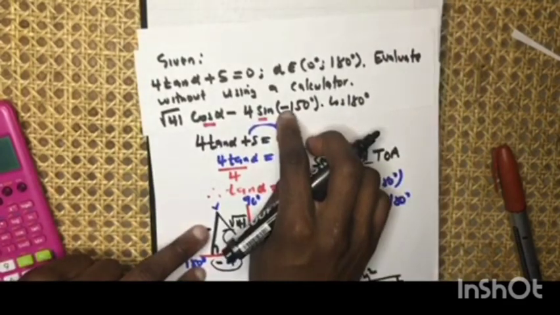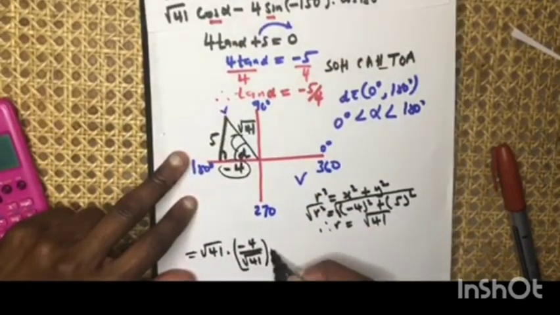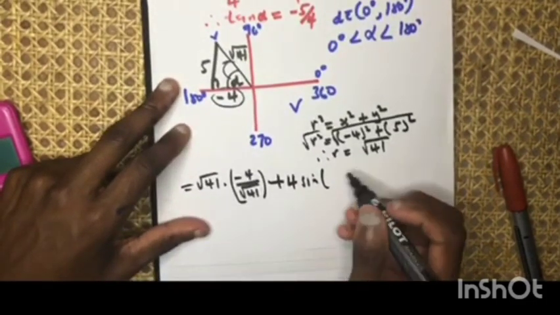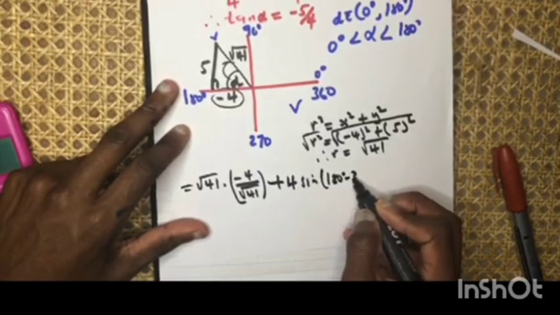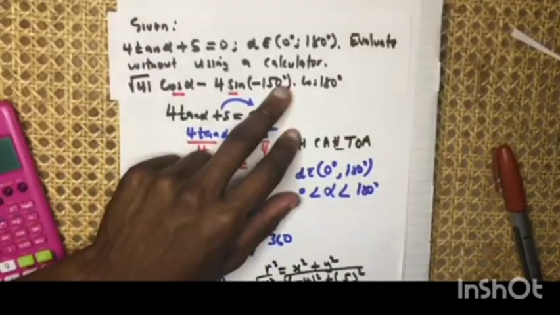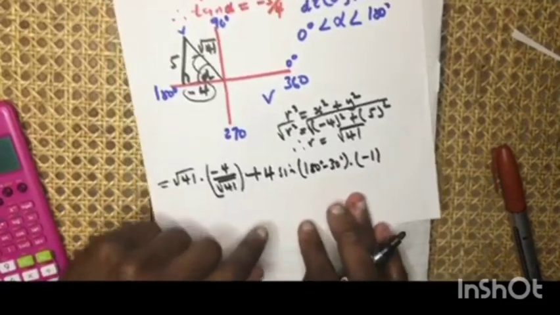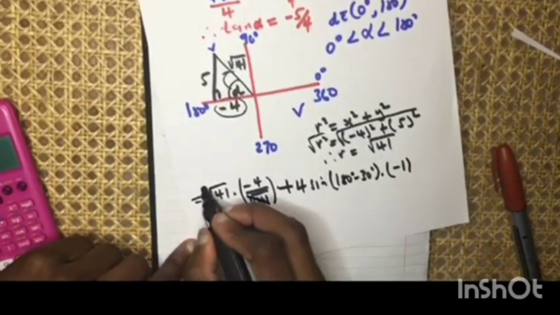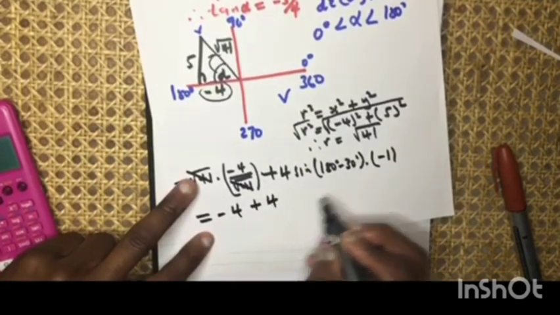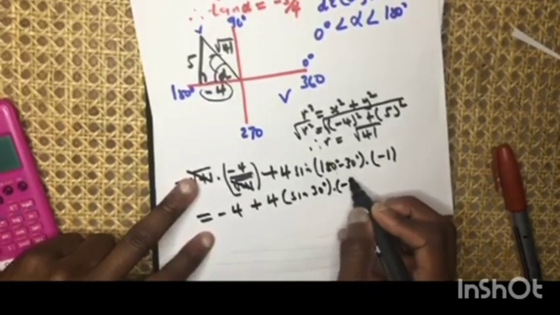So we know that sine of a negative angle, sine comes out positive. So this negative will affect this negative. Then you'll get positive 4 sine 150. So 150, guys, is the same as 180 minus 30. And so times cos 180 degrees is negative 1. So I'm going to have negative 1 here. So this root 41 will cancel this one. Then I'm left with negative 4. Then plus 4 sine 30 times negative 1.